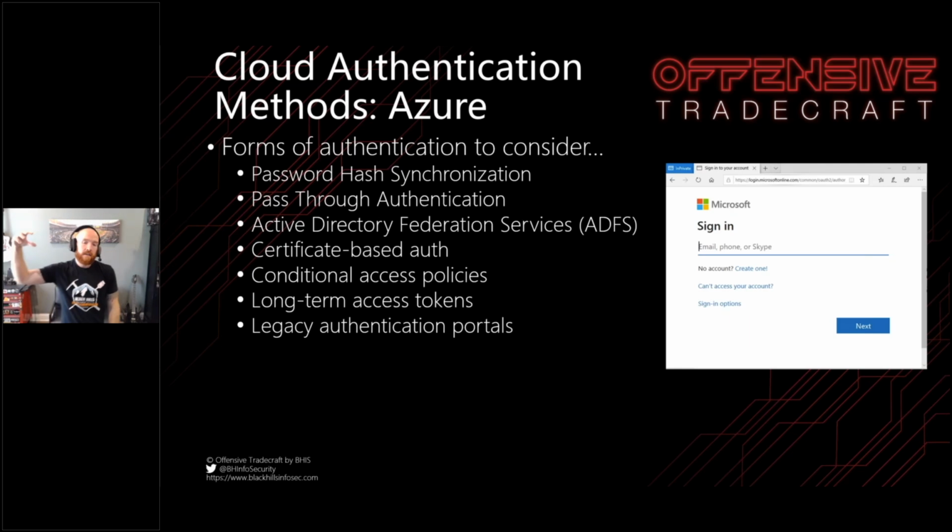But on the other side of it, you can have service principals that can authenticate with certificates. You can have conditional access policies that state that a user can only sign in from this device or this IP address, things that are conditional based. You have long-term access tokens. With things like AWS, you have access keys and secret keys that last forever, and the second you find them, you have access. And lastly, the legacy authentication portals, which I mentioned on the last slide.